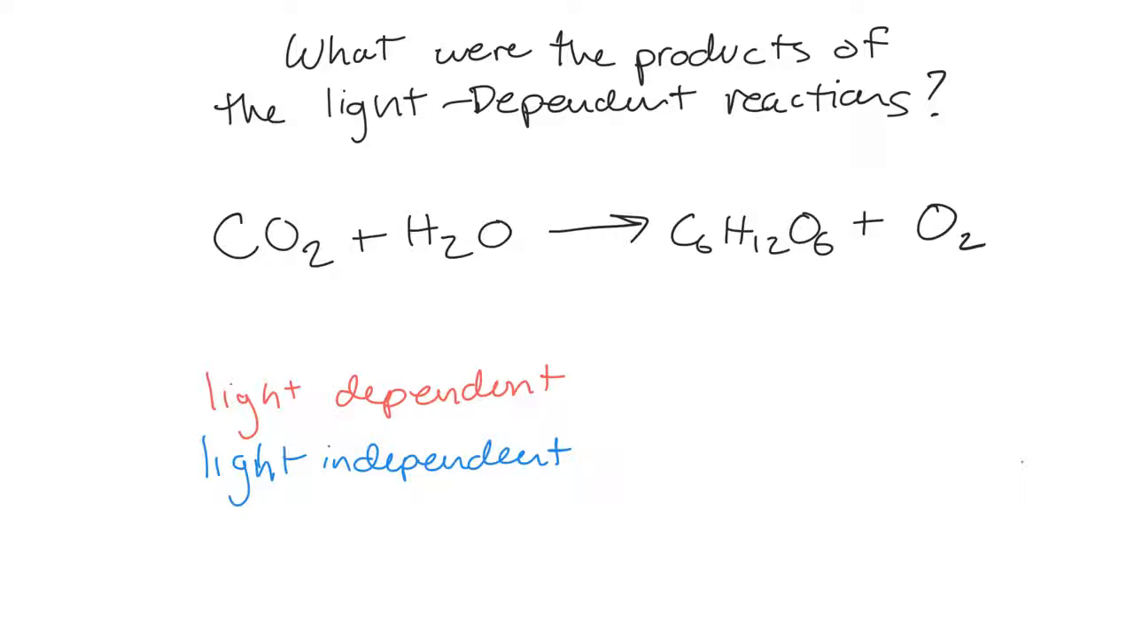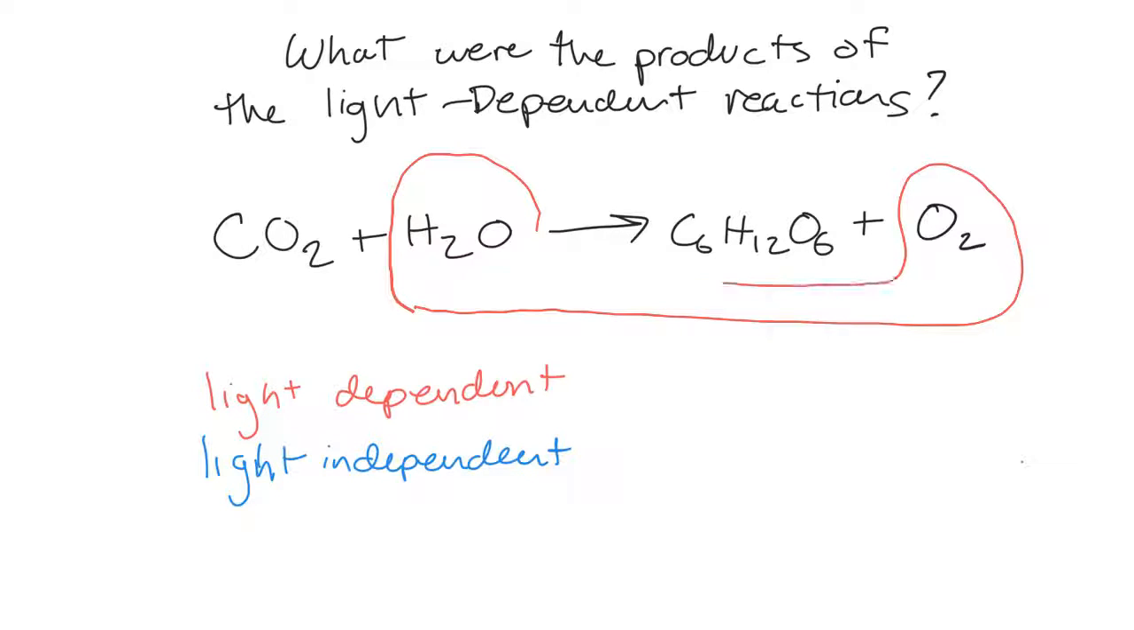H2O, yes, right? Because what did we do with H2O? We split it. We took off electrons and protons, and then what was left over? Oxygen, right? Okay, so there's our light dependent reaction. So today then we're moving on to the light independent reaction.